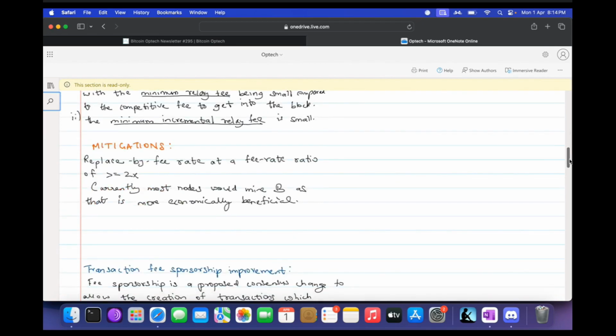And a mitigation: this is an attack, so how do you mitigate it, how do you try to tackle it? One way of tackling it would be replace by fee rate.